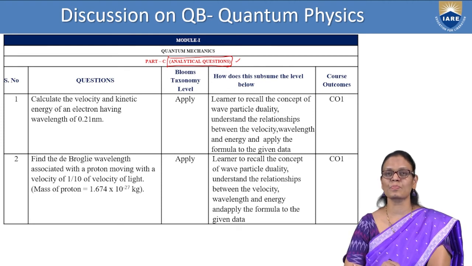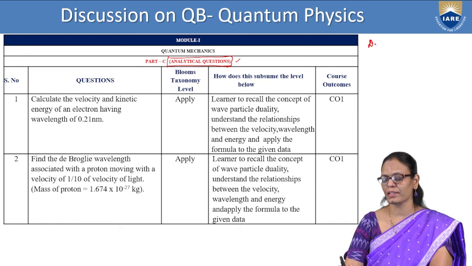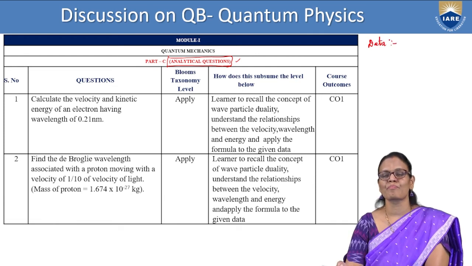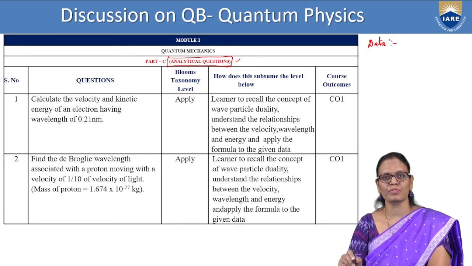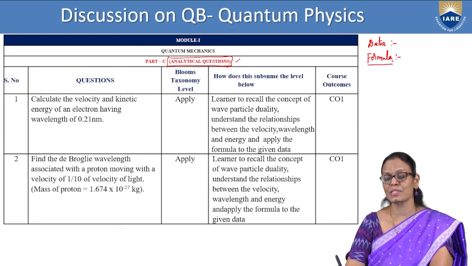So whenever you have to do a numerical, an analytical question, what you have to do first is, what is the data given? The first step is to write the data given, meaning what is given and what you have to find. Then you will have to look for an appropriate formula. So if you have a formula directly, you can use it, or you will have to deduce the formula.